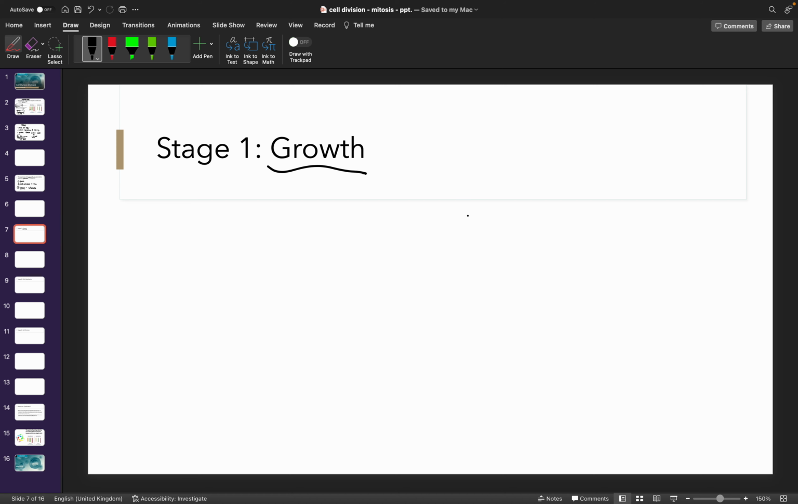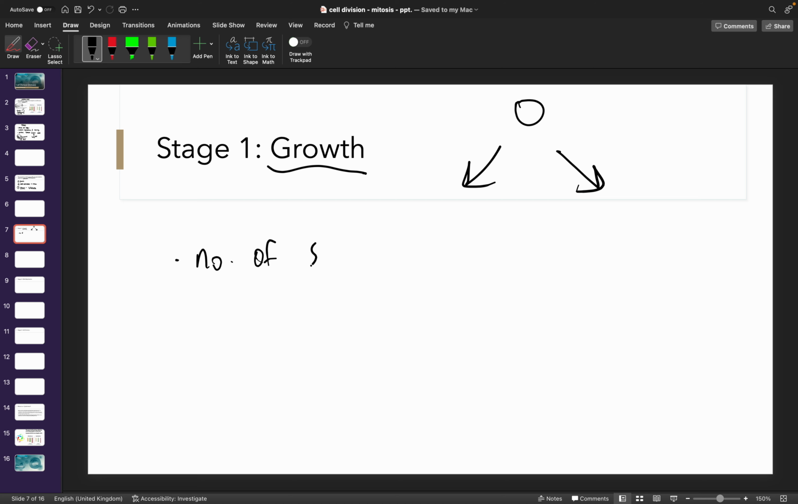So this is looking at after the cell has split into two new cells, right? First it needs to grow, and then we'll look at how this division part happens afterwards. So the growth, once a new cell is made, it needs to grow in size. So the cell grows in size, and when this happens, it increases the number of subcellular structures.